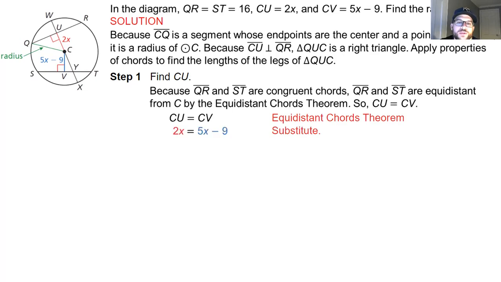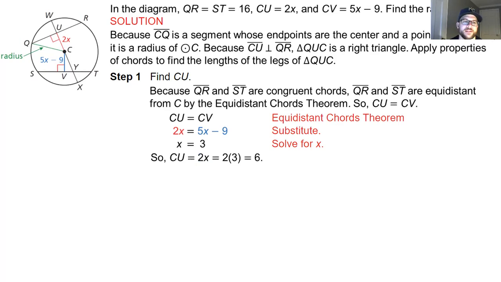We know that CU is 2x. CV is 5x minus 9. Then we're just going to use algebra to solve for x. You move the 2x over to the right-hand side, 9 over to the left, and then divide both sides by 3 to get x equals 3. So since CU is equal to 2x, you plug in 3, and the length of CU is 6.